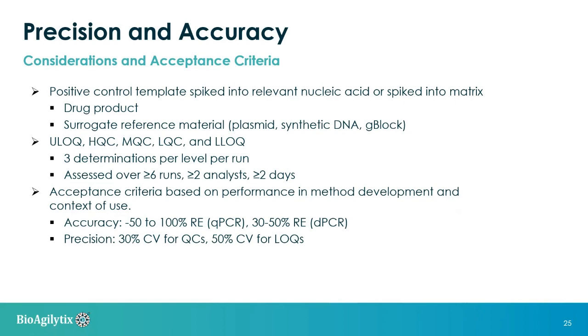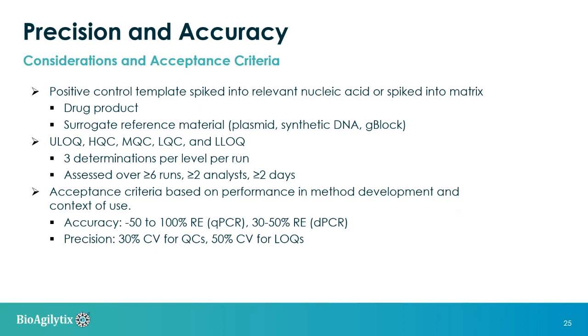The first is precision and accuracy. Reference material is used for assessing precision and accuracy of your method, and this is ideally the drug product or the cells in this case. If those are not available, which oftentimes they are not during method development and validation, a surrogate material can be used like plasmids or even synthetic DNA fragments like G blocks. And how to characterize precision and accuracy is done by using multiple QC levels throughout the dynamic range of the assay. And this is done with several determinations, ideally 3, over multiple runs and multiple days.